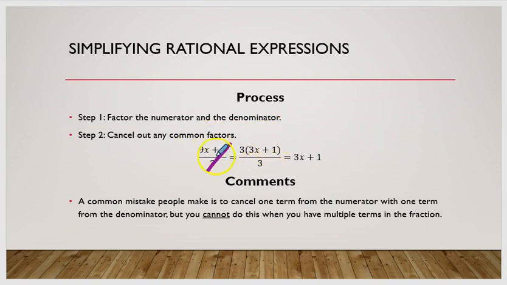But notice that does not match what we got by going through the process of factoring out 3 first, canceling the 3's, and then being left with 3x plus 1. That's a very different answer, in fact. So do note that you cannot just cancel one term from the top with one term from the bottom. It's a very common mistake people make. Go through the process of factoring and then only canceling the common factors that you have on top and bottom.